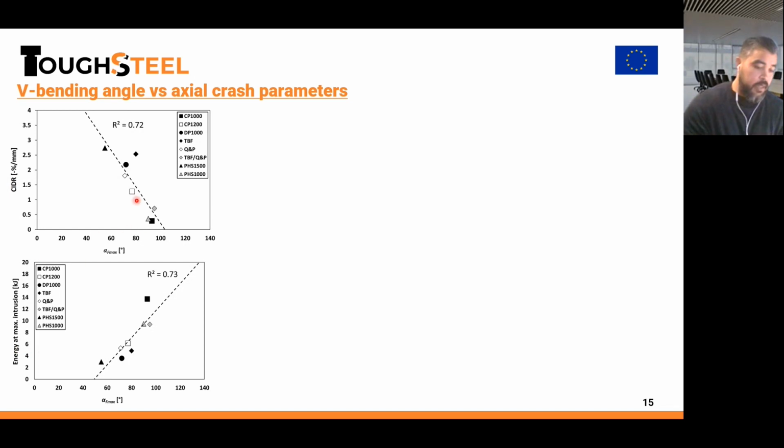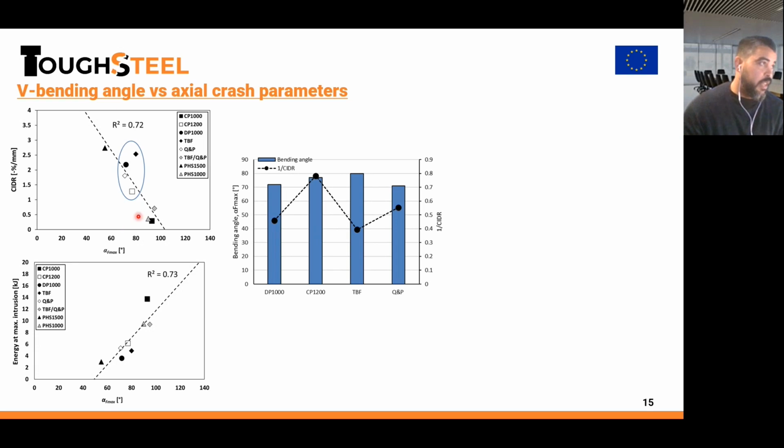However, here when we take a closer look at materials for a similar range of bending angles, for example these four materials here, like the P1000, complex phase 1200, TBF, and QP, we can see that for a very similar range of bending angle, from 70 to 80, taking a look at these crack-based parameters, like the crash index decrease rate, we observe that in the crash test we have a totally different fracture behavior, while the bending angle is very similar for all the steel grades.